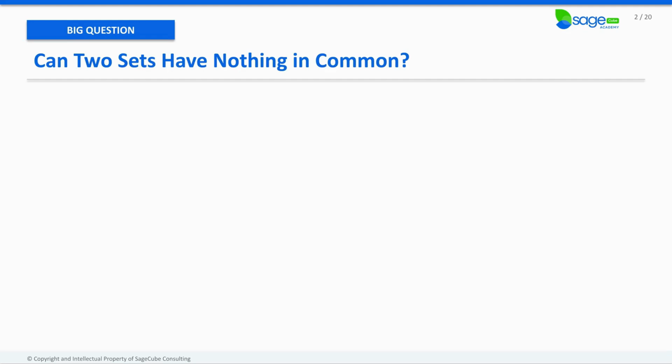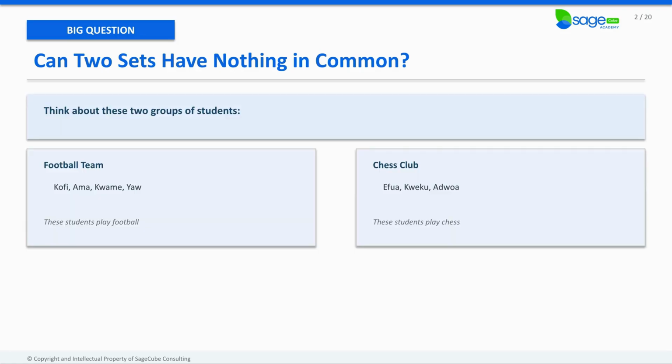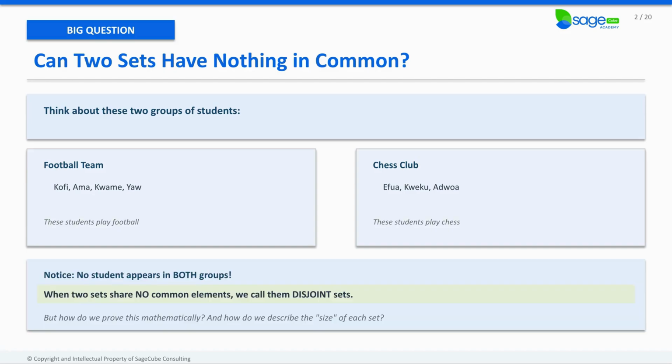With a real world example that makes the idea immediately obvious. Can two sets have nothing in common? Look at these two groups: Fuboti, Kofi, Ama, Kwame, and Yao. The chess club, you have Ifwa, Kweku, and Ajwa. Not one name appears in both. No student is in both groups. When two sets share 0 common elements, we call them disjoint sets.